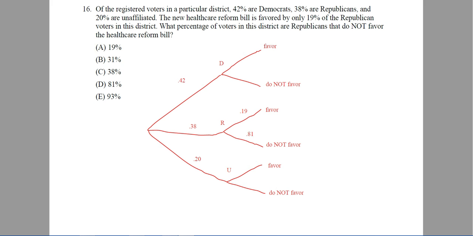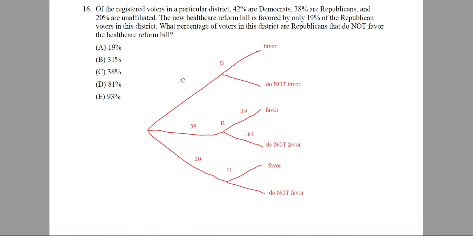Okay. So now to the actual question. What percentage of voters in this district are Republicans that do not favor the healthcare reform bill? Now this was a little bit tricky because of the word choice. I kind of know from experience that what they really mean is what percentage of voters in this district are Republicans and they also do not favor the healthcare reform bill. So it's really looking for the probability of those two outcomes or those two events.